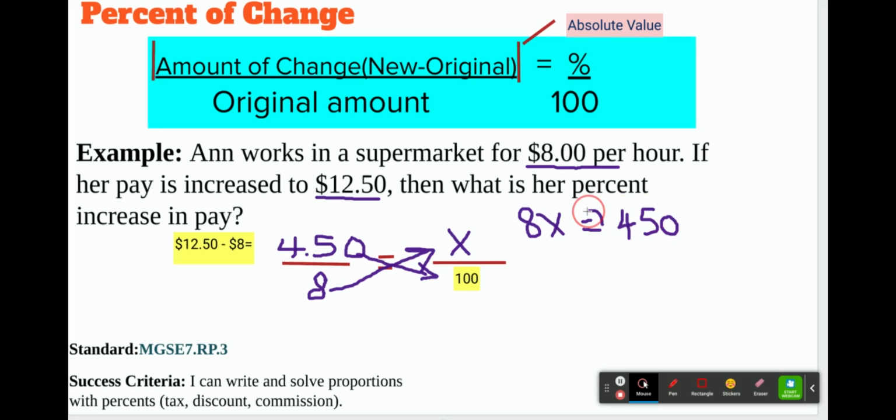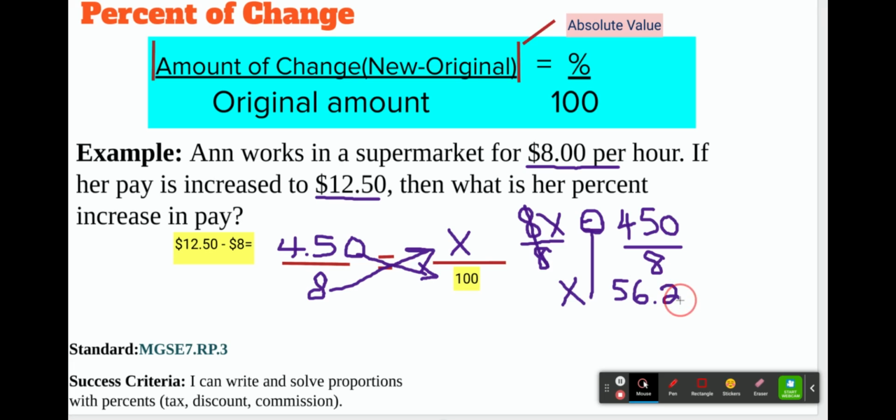Now we have an equation. To solve all equations, use inverse operation. The 8 is being multiplied with our x, so to undo it, we'll divide. Whatever you do to one side, you must do to the other. 8x divided by 8 will give you x. 450 divided by 8 will give you 56.